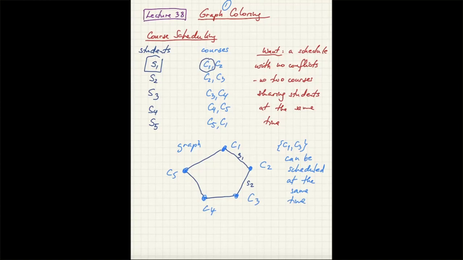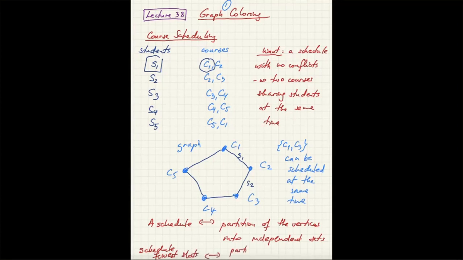Okay, so now, in this situation, a schedule for our problem is the same thing as a partition of the vertices into independent sets. If we want a schedule with the fewest number of slots, that's a partition into independent sets with the smallest number of such independent sets.